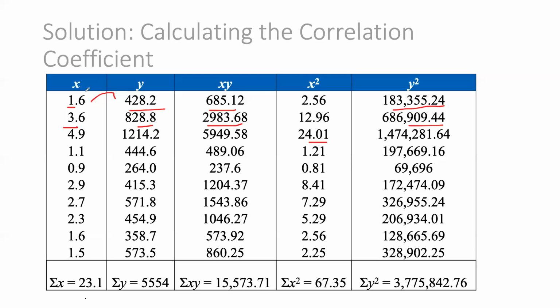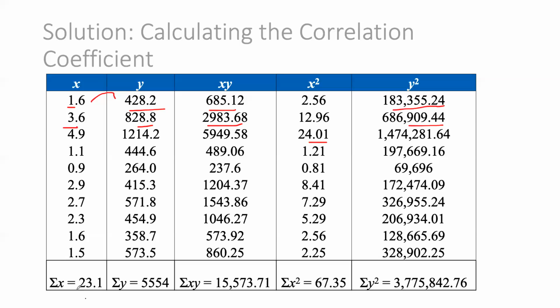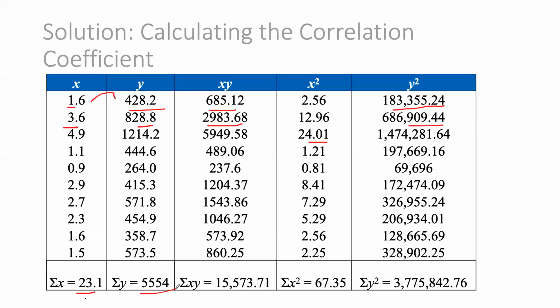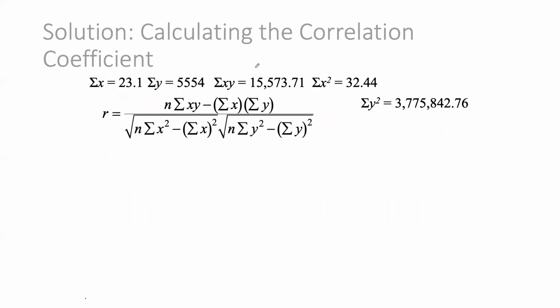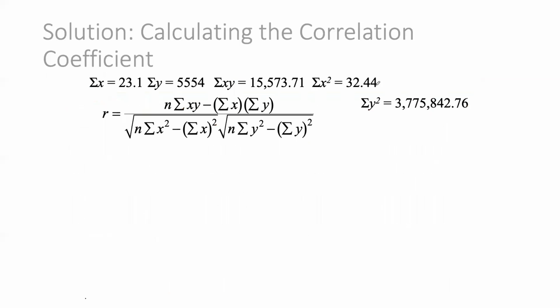So first of all, what is the value of n? n is the number of data pairs we have. So here we have 1, 2, 3, 4, 5, 6, 7, 8, 9, 10. So n here is 10, right? So sigma x, if you want, you can write it out like this. Sigma x is 23.1. So this is where I'm getting that from. Sigma y is 5,554. This is where I'm getting that from. And sigma xy is the sum of the column of xy. So that's this number. Sigma x squared and sigma y squared is this 3 million thing.